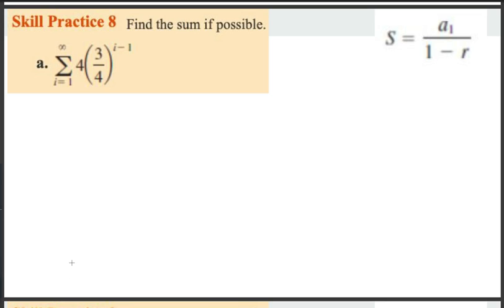Try this one. Notice the directions say find the sum if possible. So don't rush off to use your formula. First, you have to determine, would this infinite sum be defined? If so, then calculate.